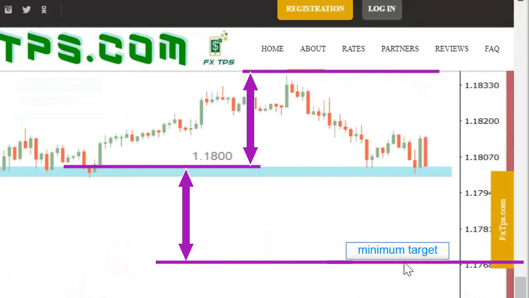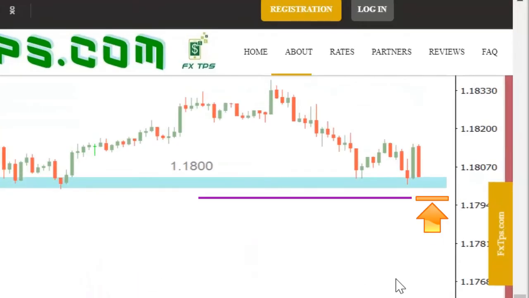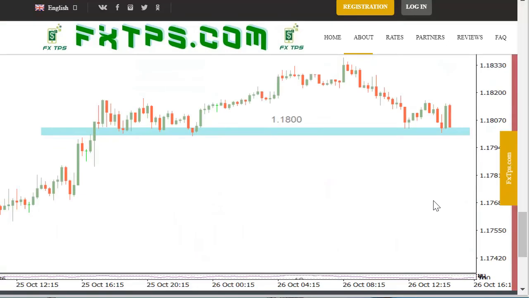Though this is the minimum target, many times the reward will be many times this, which increases the risk to reward ratio. You place a sell pending order below the market price. That order is known as a sell stop. For example, EUR/USD's current price is 1.1809, and you want to sell EUR/USD if the price goes lower and reaches 1.1798.